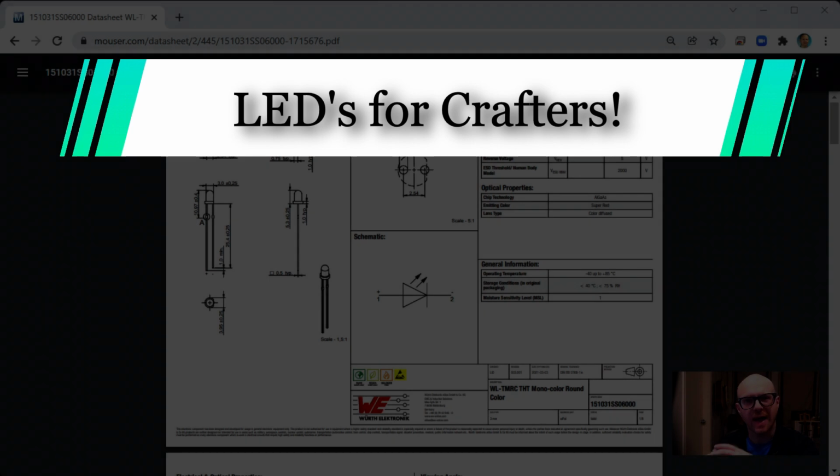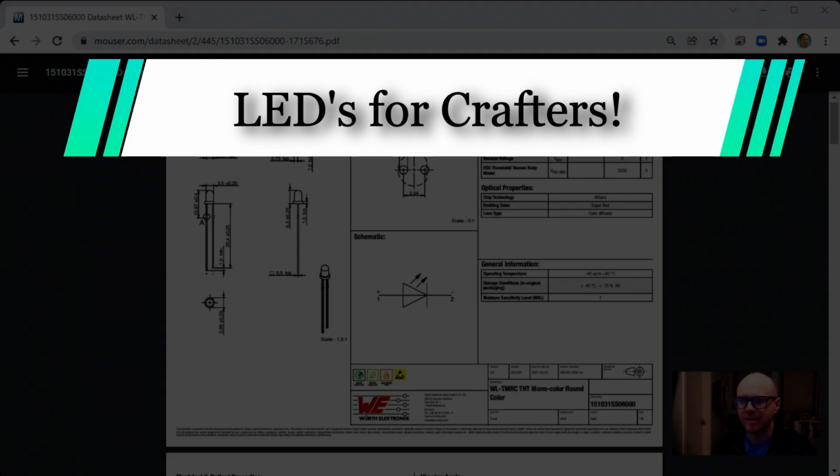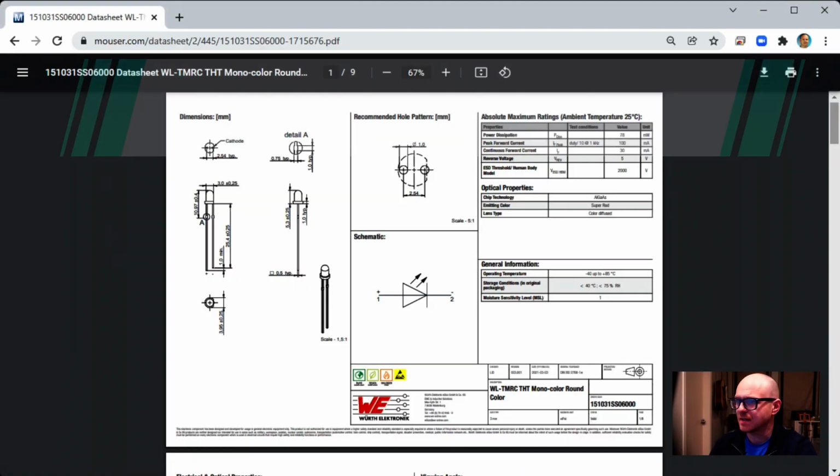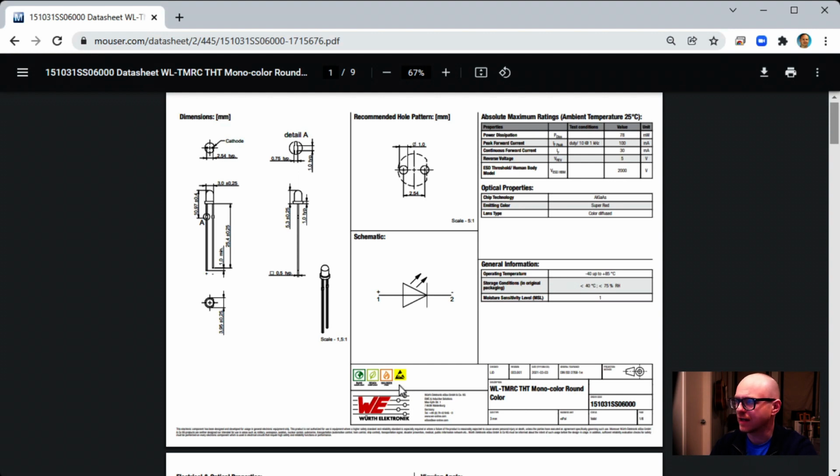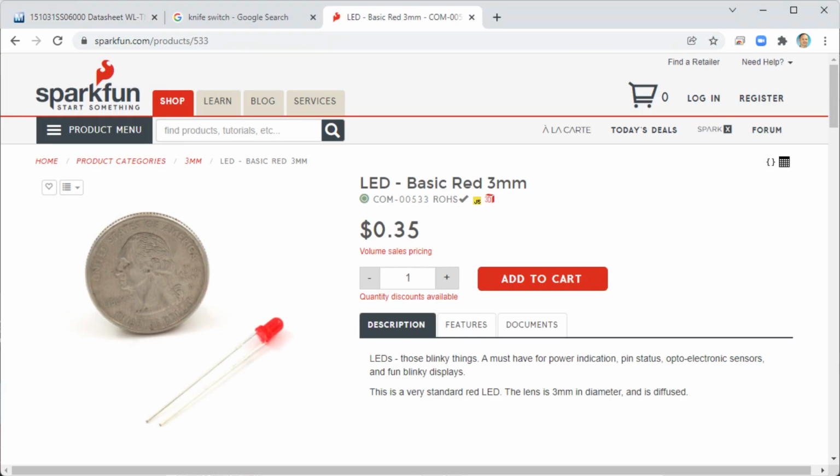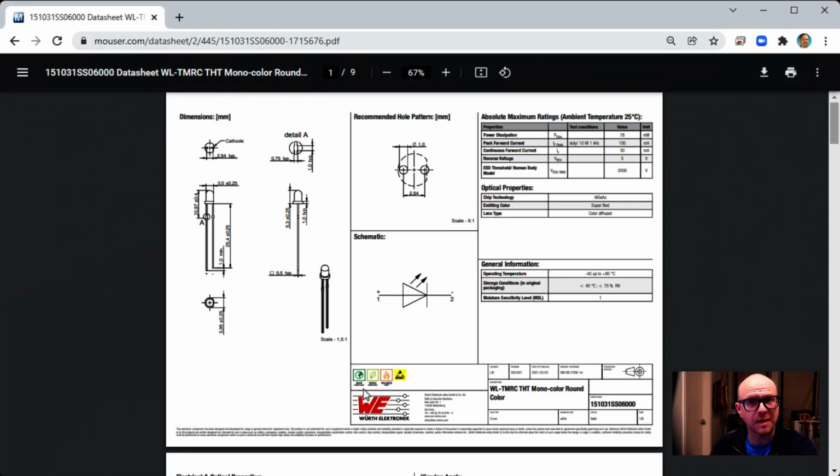Every week I get asked about LEDs and to explain the basics, if you will. This is a datasheet that you can see here for a generic 3mm sized LED, one that looks just like this. And we're going to walk through the datasheet and I'm going to try and explain to you what it is I think about, what I worry about. So let me zoom in a little here.